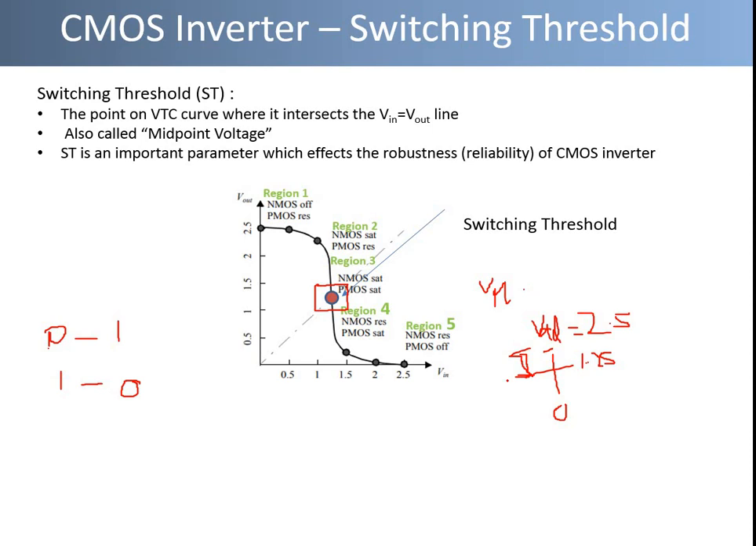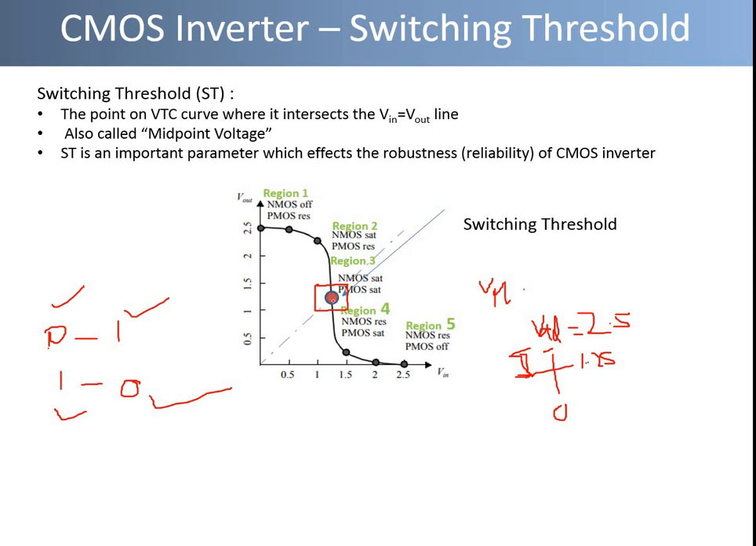Now all values of input voltage from 0 to 1.25 are considered as binary 0, and it produces a binary 1 at the output. Similarly, all values of input voltage between 1.25 and 2.5 volt are considered as a high logic value, and as a result it produces a binary low at the output. Now let us derive the expression of switching threshold.